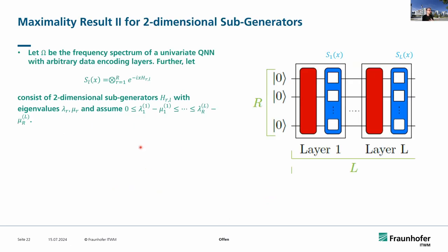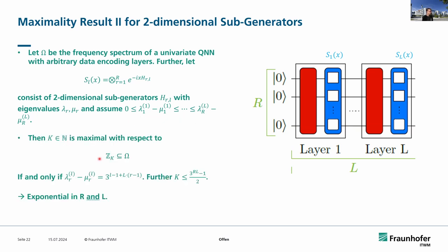Okay, next question. Let's drop the assumption that the data encoding layers have to be all the same. Now let's allow different data encoding layers. Again, the same notation. Again, we assume that we sorted the eigenvalues in increasing order. And then again, K is maximal with respect to this property if and only if the differences of the eigenvalues are powers of 3. Don't confuse yourself by this formula, the exponent. It just means you have the powers of 3. So 1, 3, 9, 27, and so on. And now, again, we can give an upper bound on K with equality if and only if this relation holds. And now we have (3 to the power of R times L, minus 1) divided by 2. And now you see this is exponential in R and L.